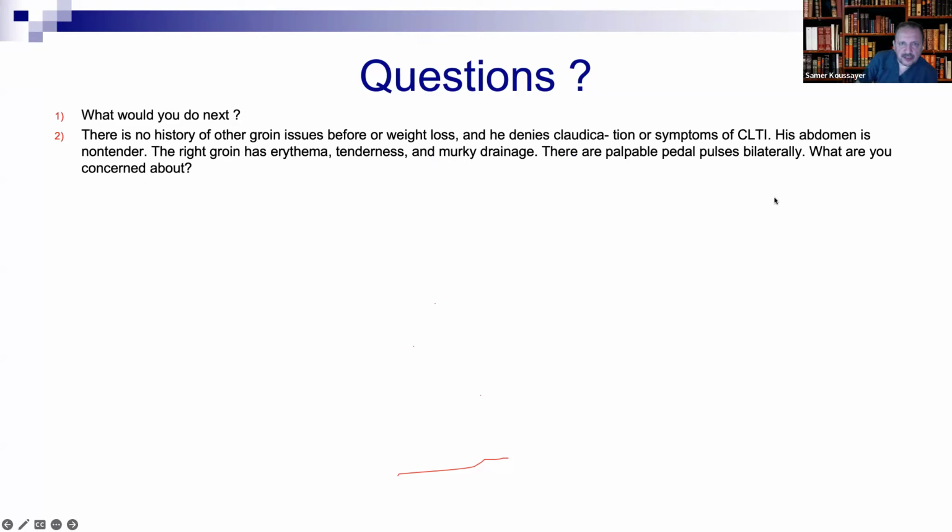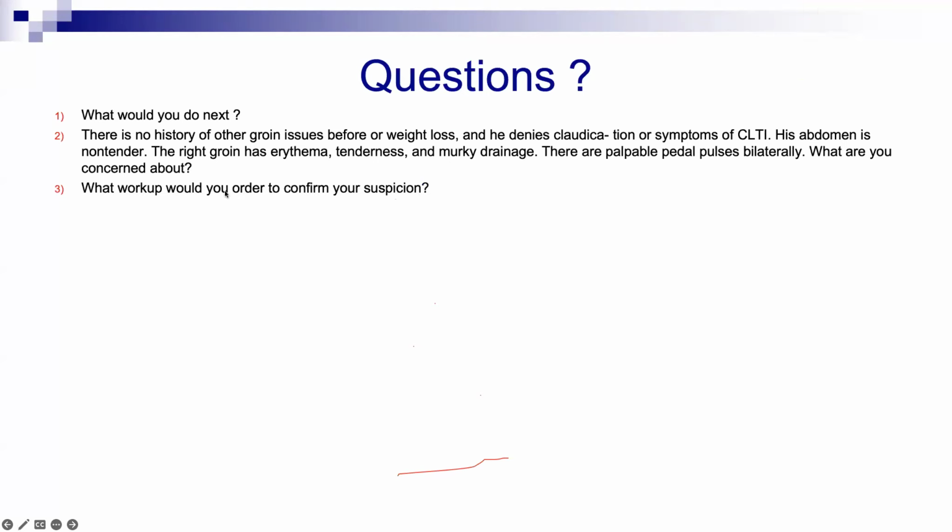There is no history of groin issues before, or weight loss. He denies claudication or symptoms of critical limb ischemia. His abdomen is non-tender. The right groin is erythematous, tender, with murky drainage. There are palpable pedal pulses bilaterally. What are you concerned about? We talked about graft infection, right? The next question, what workup do you do in order to confirm your suspicion?